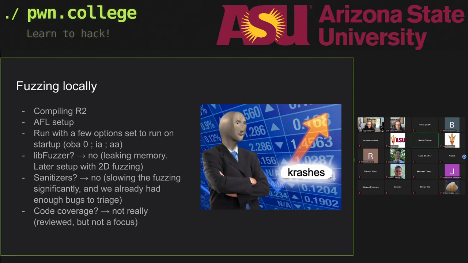Finally, code coverage. It was something we considered, something that was built in, and we were able to get some code coverage, but it wasn't really a focus for the project because we were able to get new crashes just by throwing in a new input corpus and a few new command line options. So worrying about code coverage wasn't a huge concern for us.